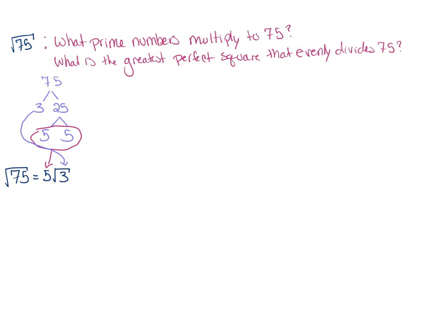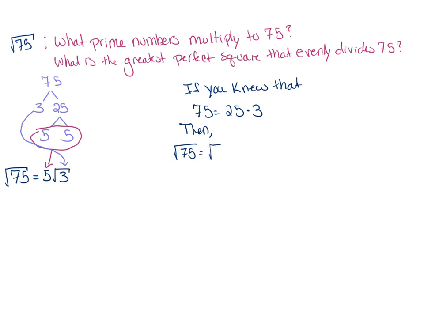If you knew or recognized that 75 is equal to 25 times 3, then you might solve the problem this way. The square root of 75 is equal to the square root of 25 times 3, which is equal to the square root of 25 times the square root of 3. The square root of 25 is 5, times the square root of 3.